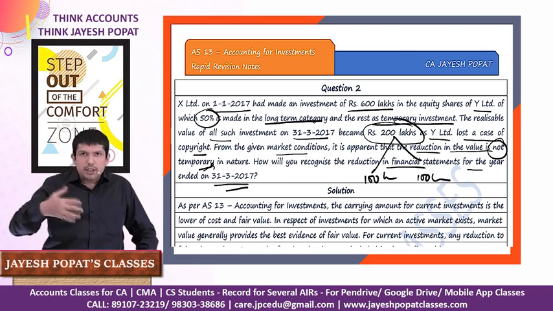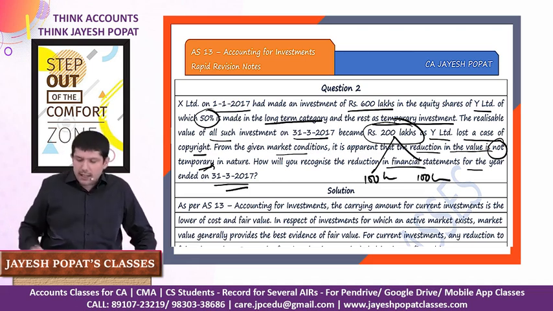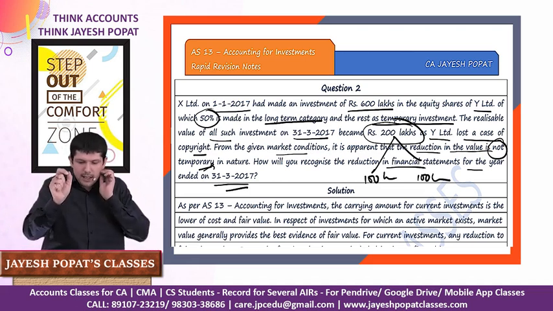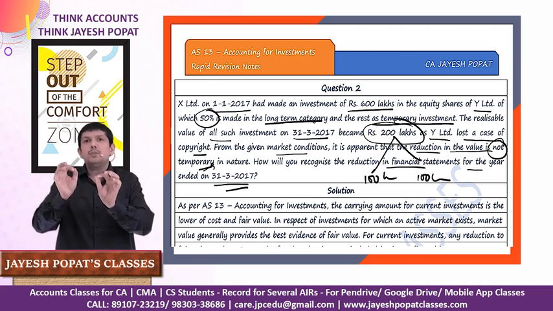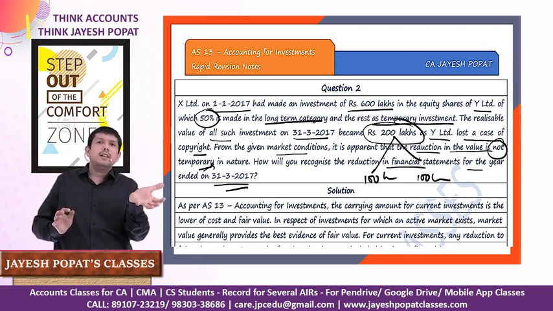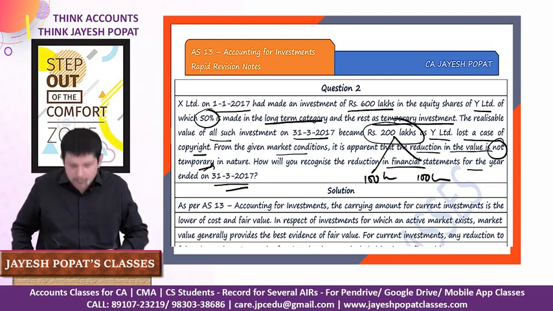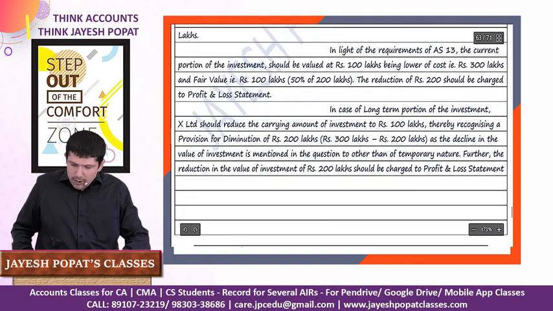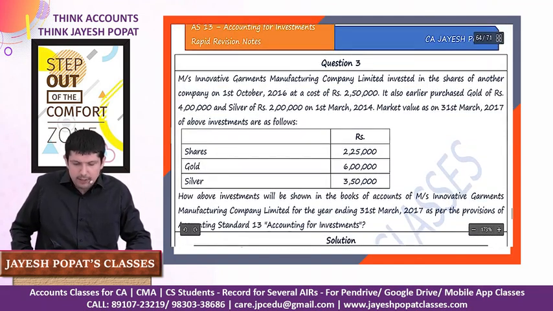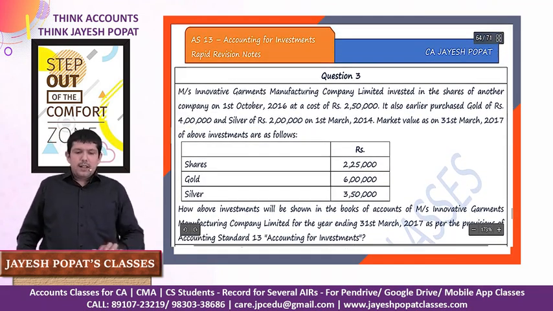A diminution in the value of investment should be recognized. So the total value of the investment at which it will appear in the balance sheet will be 200 lakh, 100 lakh in the current category and the other 100 lakh under the long-term category. So you can read through this, everything has been explained. We'll go to question number 3.